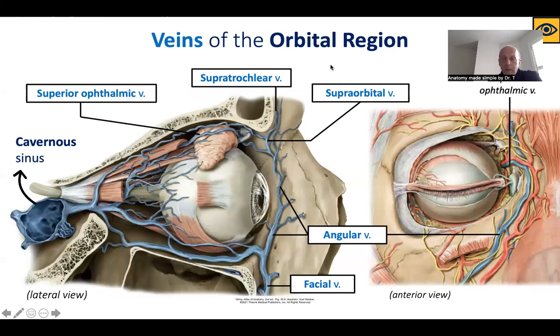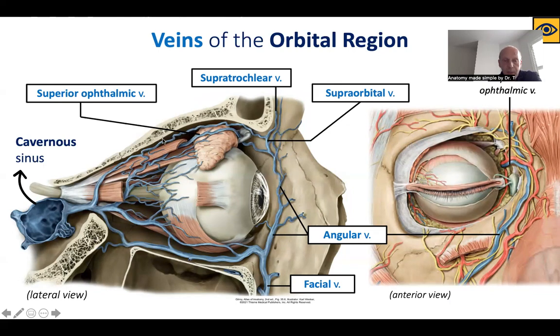Veins of the orbital region appear to be also accompanying the artery. So we would have the angular vein, which continues as the facial vein, also running diagonally across the face. We have the supratrochlear and supraorbital veins, draining blood from the same areas where the supraorbital artery and supratrochlear artery supplied, getting into the orbit and forming the superior ophthalmic vein.